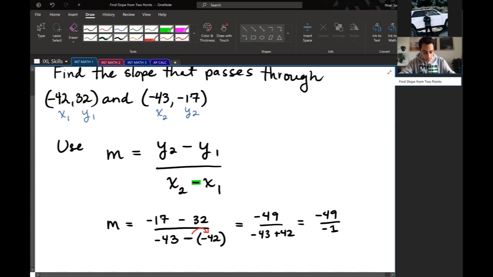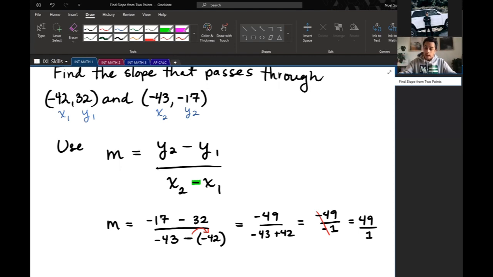Negative divided by negative is a positive. 49 divided by 1 is just 49. So the slope between these 2 points is 49, or 49 over 1, right? Especially when we think of slope as rise over run, that would just simply be rise of 49, run of 1.